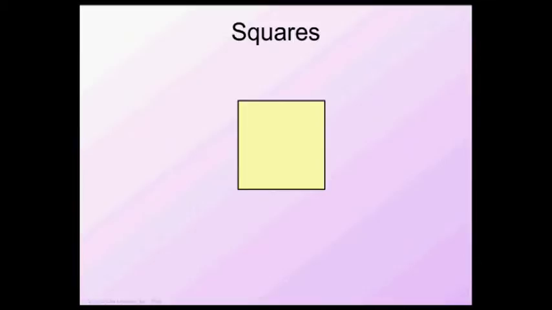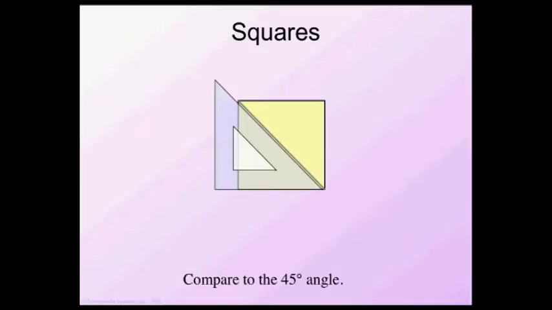All right, let's look at squares. We're just going to take a regular square here, and I'm going to fold it on the diagonal. Then take this and compare it to the triangle so the child can see how that 45-degree triangle is related to the squares. They can see the relationship there.